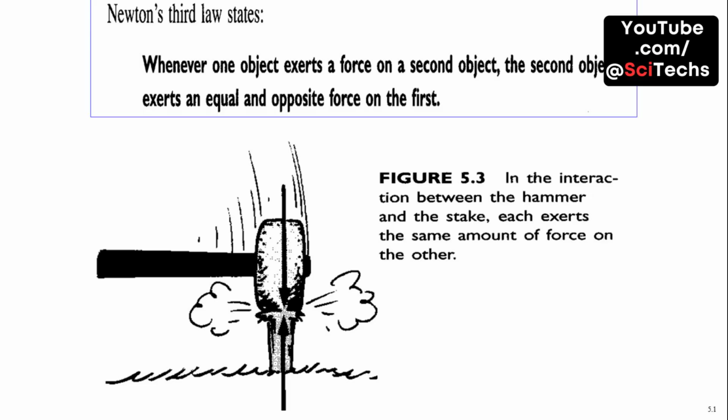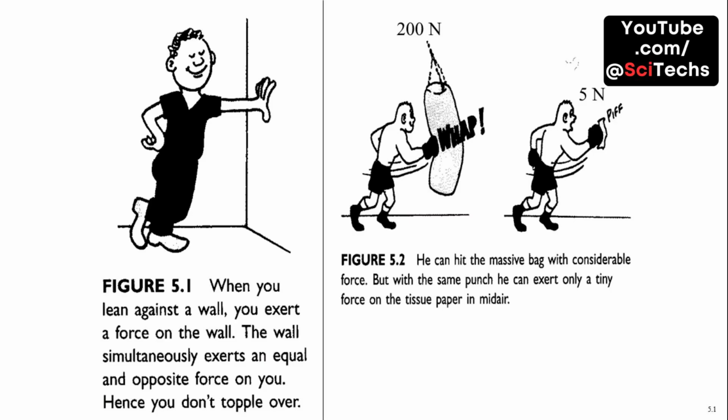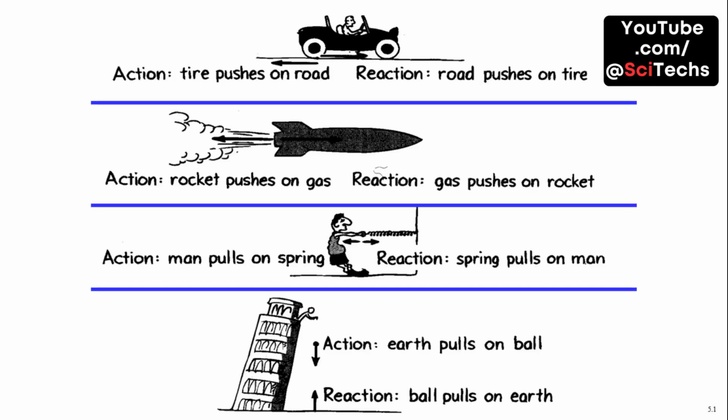force on the other. When you lean against a wall, you exert a force on the wall, and the wall simultaneously exerts an equal and opposite force on you. This is why you don't topple over. Similarly, a punch on a massive bag exerts a significant force, but the same punch on tissue paper exerts only a tiny force. Newton's third law can be seen in various scenarios.